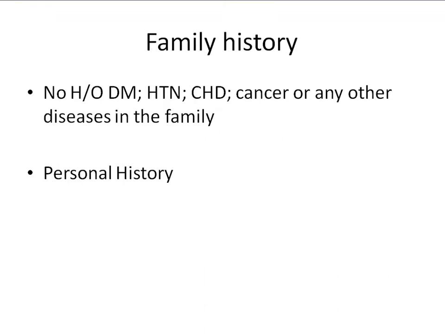Coming to family history, there is no family history of diabetes, hypertension, chronic heart disease, cancer, or any other disease in the family. They don't know, because they are illiterate and not aware whether any of their elders suffered from these conditions. So we just write down that no history is present. Actually, we don't know. Because in most scenarios, when you talk to elderly people, they don't know how their parents, grandparents, or cousins died. They don't tend to seek health advice earlier. They just stay in their family and die on the spot.